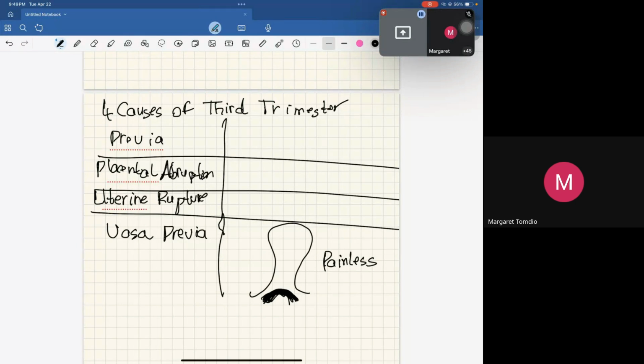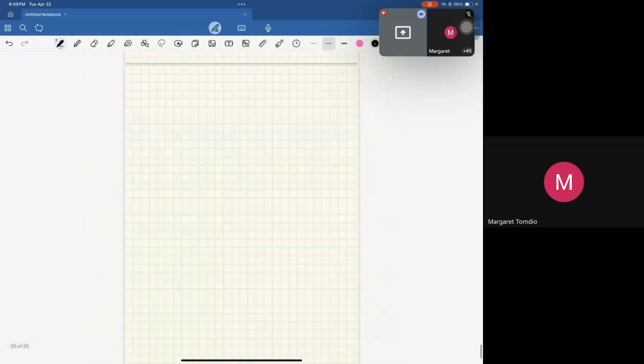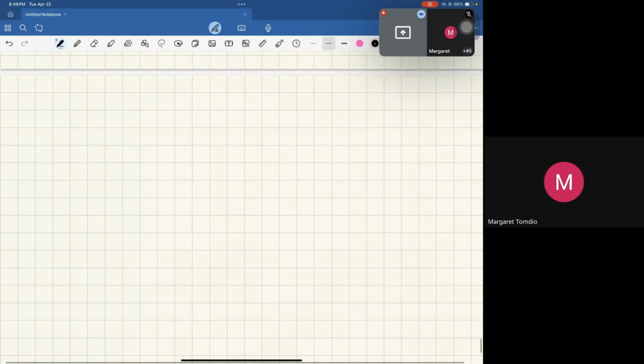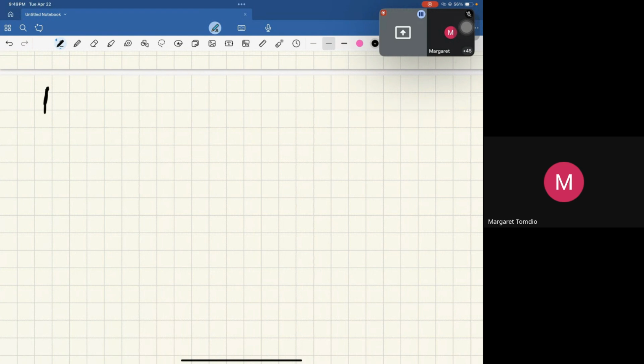Again, to differentiate a placental abruption from uterine rupture: if the bleeding is painful and at the same time you could feel the uterine contour through physical examination, then it is a placental abruption. But since in uterine rupture the uterine contour is lost, it would be painful bleeding without the presence of a uterine contour.